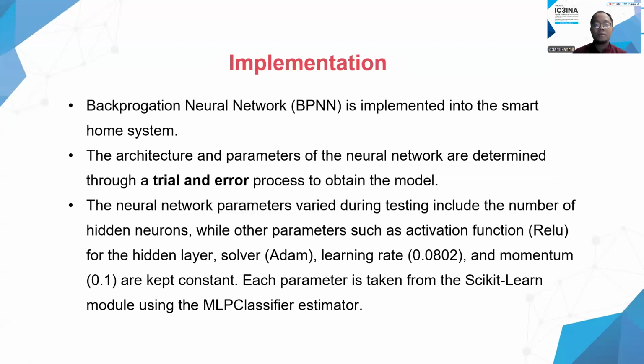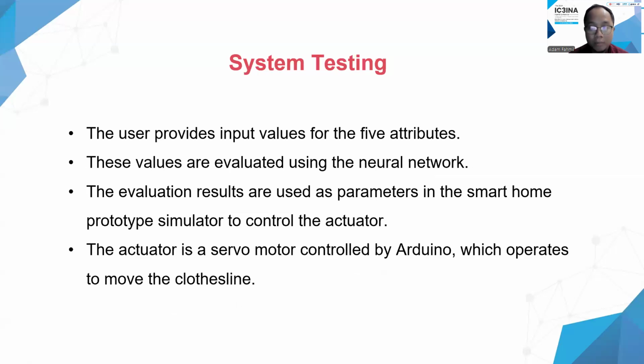Now, for the implementation, BPNN is implemented into the smart home system, and we handle it using trial and error process to obtain the model. The neural network parameter varied during testing is the number of hidden neurons, while the other parameters are constant, such as activation function using ReLU for the hidden layer, solver Adam, learning rate 0.0802, and the momentum value is 0.1. Each parameter is taken from the scikit-learn model using the MLP classifier estimator.